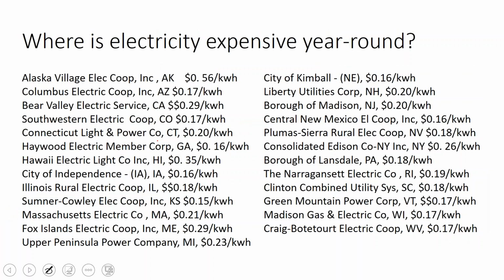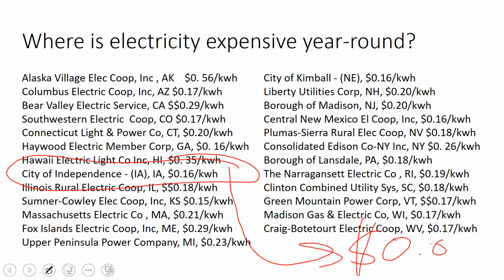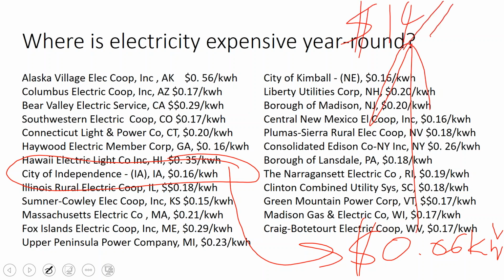So knowing where electricity is expensive is a great starting point for locating where demand charges are high. And that's not just California or the East Coast, but here's Iowa. In Independence, Iowa, electricity is 16 cents a kilowatt hour. And that might mean that they have a 6 cent generation rate for commercial customers and then a very high $14 per kilowatt demand rate.